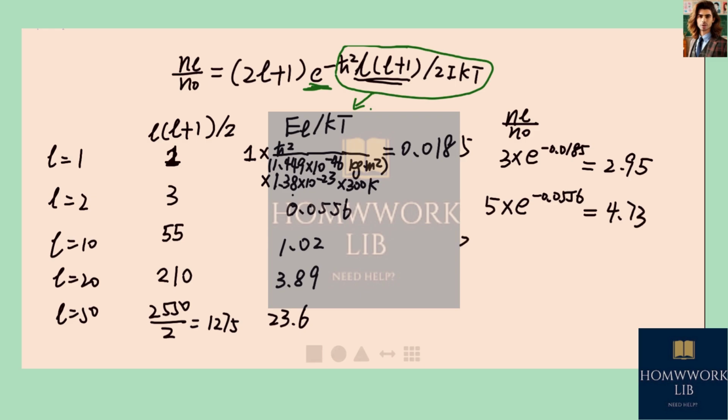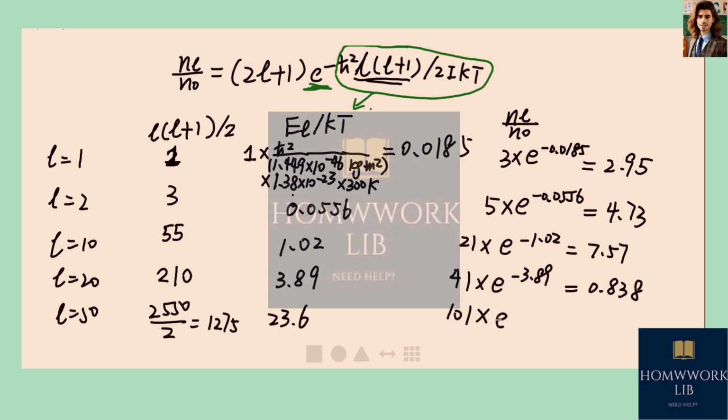Third case, 21 times e to the negative 1.02 equals 7.57. Fourth case, 41 times e to the negative 3.89, this is equal to 0.838. And the last case is 101 times e to the negative 23.6, and this is equal to 5.69 times 10 to the negative 9.